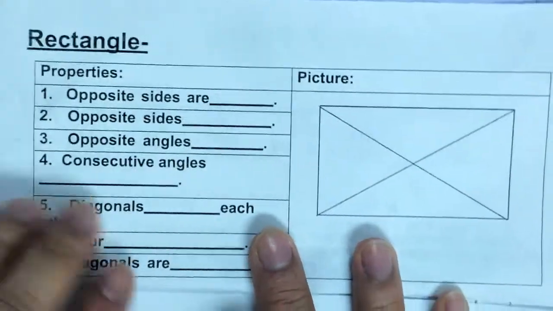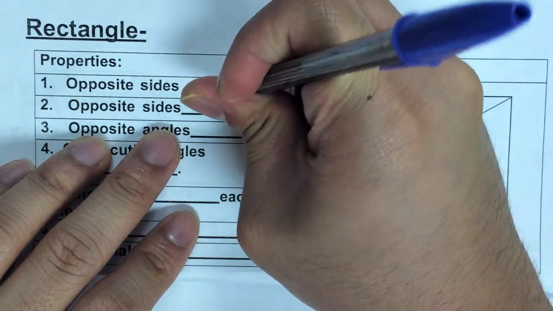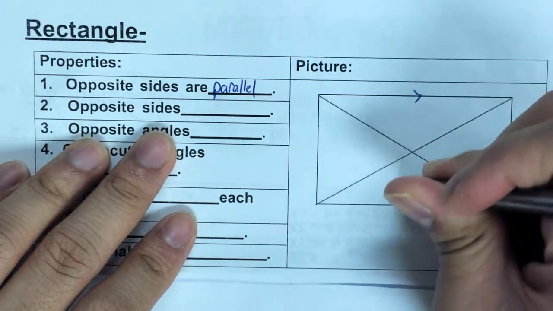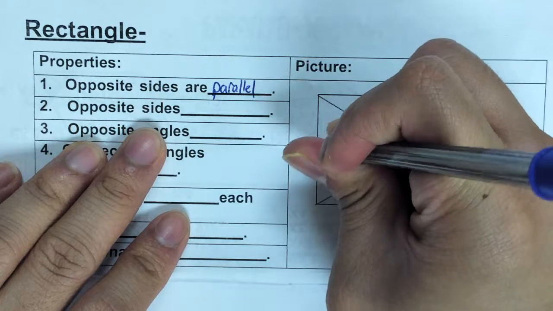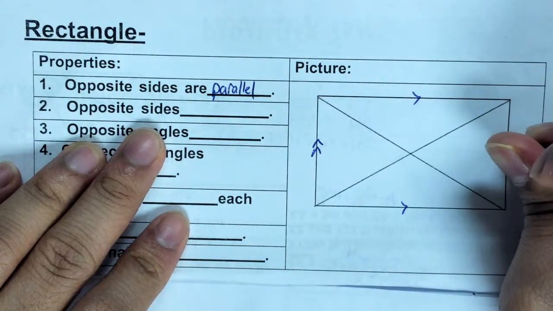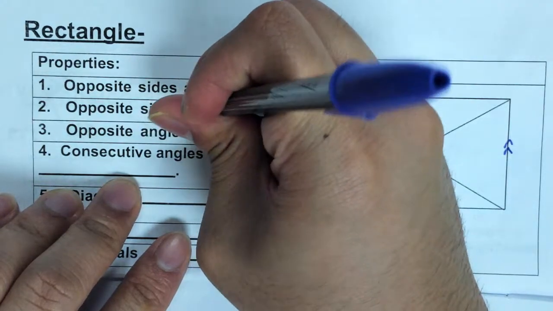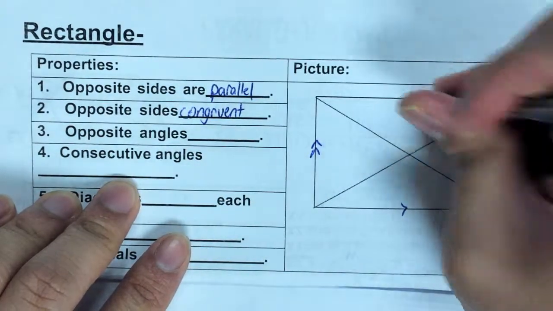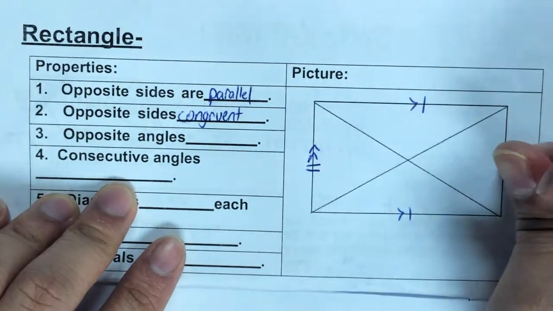So here we go. Just like a parallelogram, in a rectangle, opposite sides are parallel. Means this side's parallel with this side, parallel here. Just like a parallelogram, opposite sides are congruent. So congruent, I'm adding symbols. These sides are congruent.